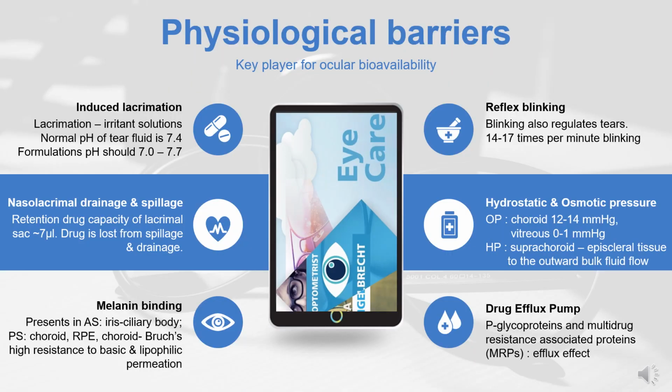Let's move on to the second part of the barrier, which is physiological barriers. Tear film demonstrates a limited buffering capacity, and lacrimation can be stimulated by even mildly irritant solutions. Normal pH of tear fluid is approximately 7.4. To avoid the reflex lacrimation, the drug formulation should have a pH between 7.0 to 7.7.